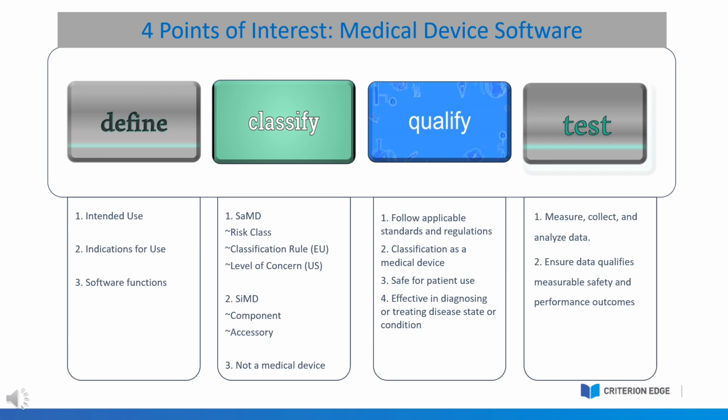Qualifying your software involves determining the standards, regulations, and guidance that apply, qualifying the classification of the software as a medical device, and qualifying the safety and performance measures that you will use to gather evidence that the software accuracy, specificity, and algorithm function are effective in treating or diagnosing the clinical condition.